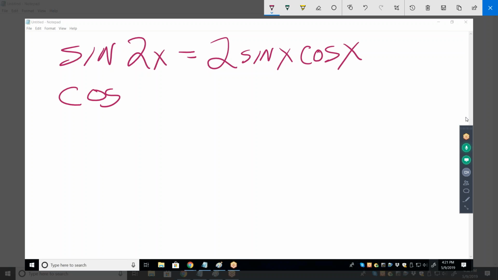The cosine has 3 of them. And there's a reason for that. It's just difficult to explain at this point in time. When you get to calculus, or even actually when you're solving trig equations, you need 3 of them for the cosine of 2 theta. The easiest one is this one right here.